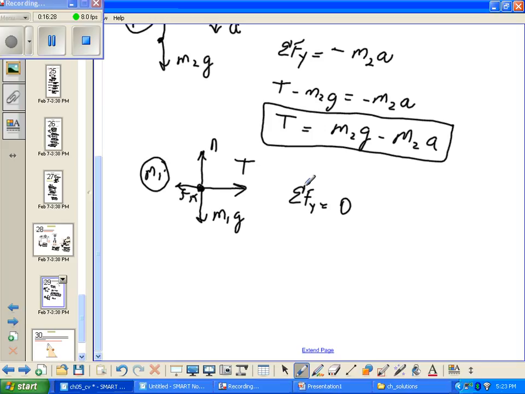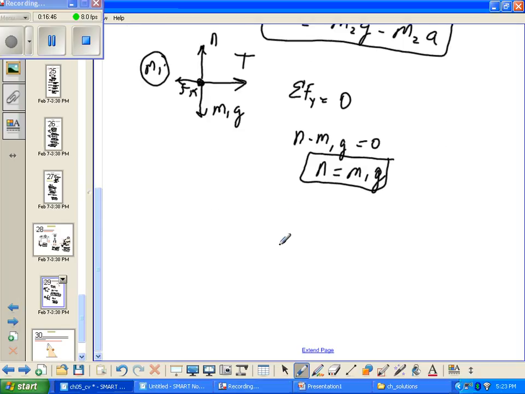equals 0. And so N minus M1G equals 0. N equals M1G. And so it's almost an unnecessary piece of information for us because it does not contain an unknown. However, along the x direction, we have the net force equals M1A, or Fk negative plus T equals M1A.